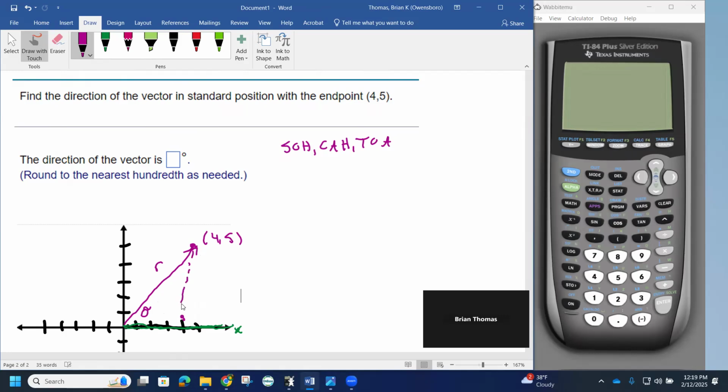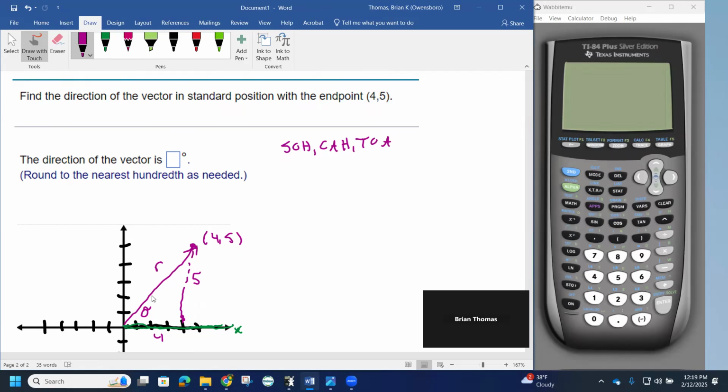So notice that if I create a right triangle, we have a right triangle here. The length of this side is 4, and the length of this side is 5. So if I'm using trigonometry, if angle theta is here, the 5 is the opposite, the 4 is the adjacent, and the R, the magnitude, would be the hypotenuse, just like we did in the previous question.